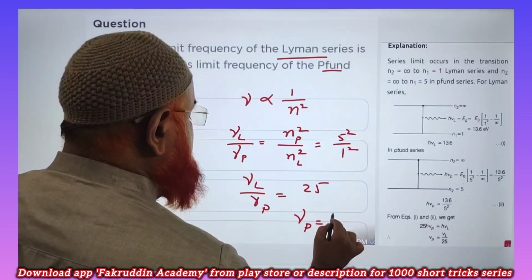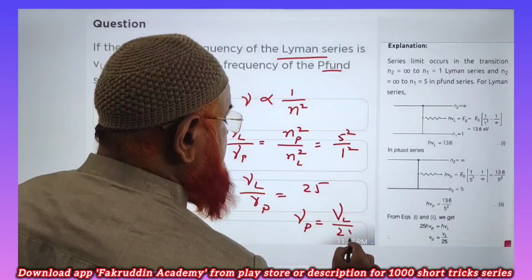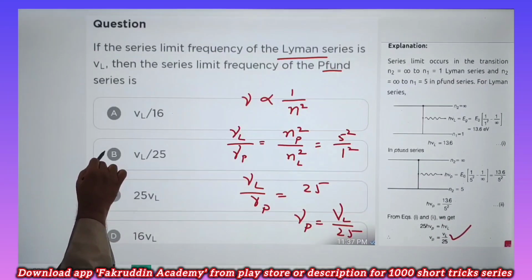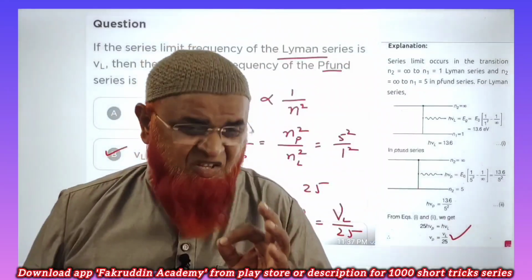Therefore, frequency of Pfund series is equal to frequency of Lyman by 25. So, with this simple shortcut formula, you are getting the answer B as the correct option. Hope you have enjoyed this one.